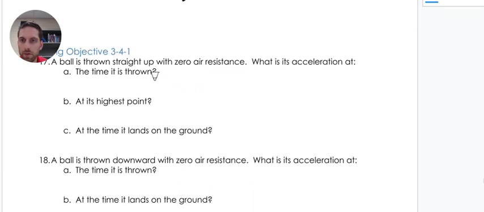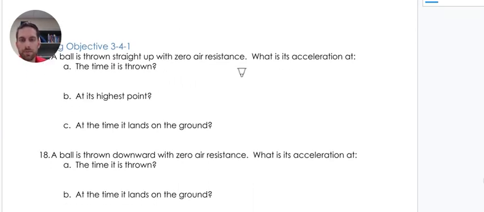All right, for this one, a ball thrown straight up, 0 air resistance, with the acceleration at the time it's thrown, and I'm just going to do negative 9.81 for all of these.